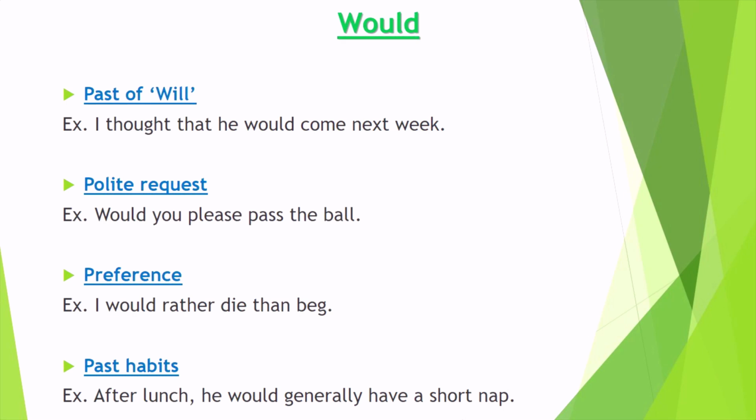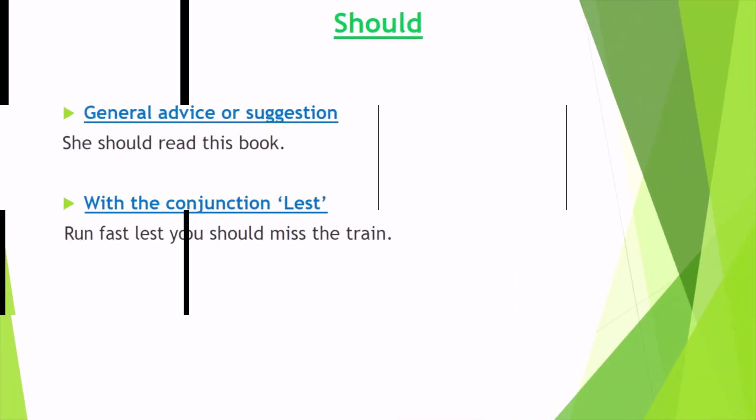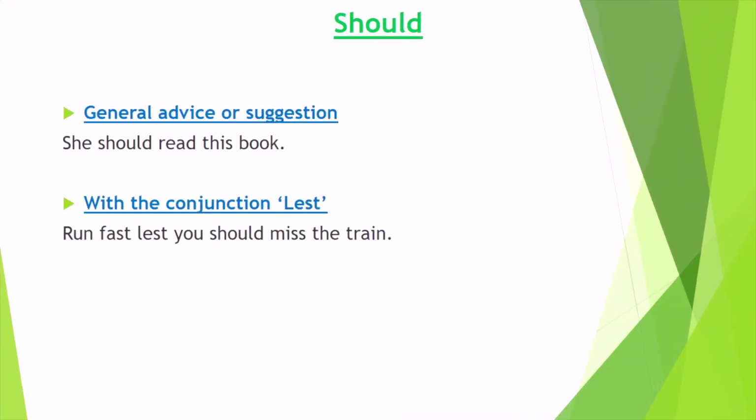And would is also used for past habits. After lunch he would generally have a short nap. So this is about past habit. Let's move next. We have should. Should is general advice or suggestion. She should read this book. Or we also use should with the conjunction lest. It should be noted in your notebook that whenever we find lest as a conjunction, we use should only as a modal. There is no other choice to be used.